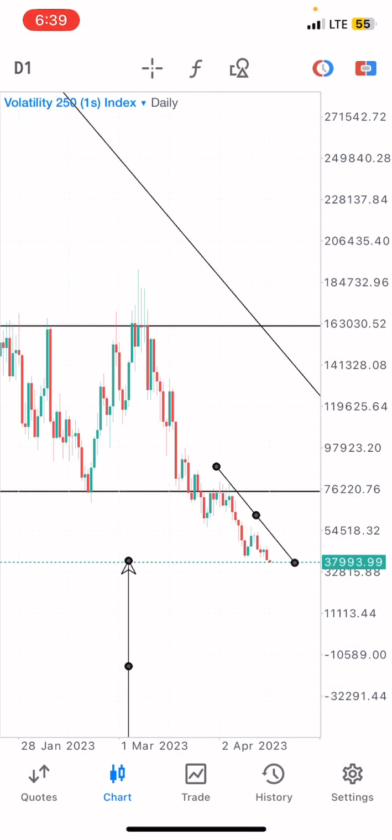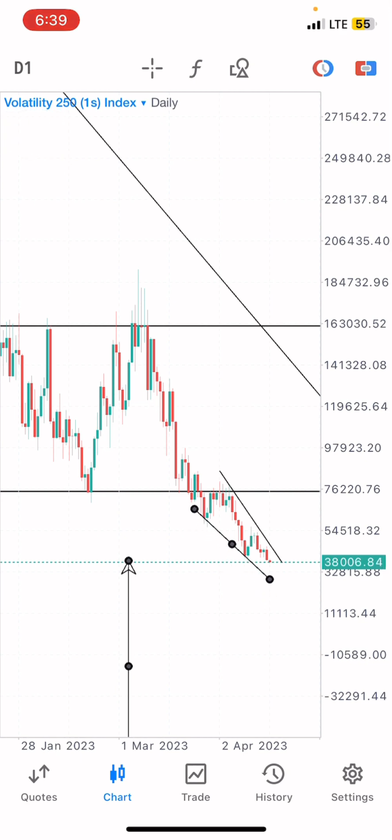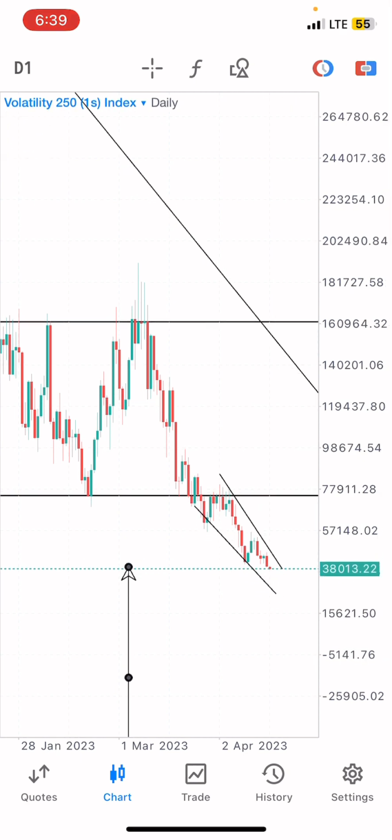The next thing we should do on the daily time frame is to spot the daily time frame structure. You can see on the daily time frame we have the market creating this downward channel. There's a channel on the daily time frame which the market is creating, and the market is moving within it.